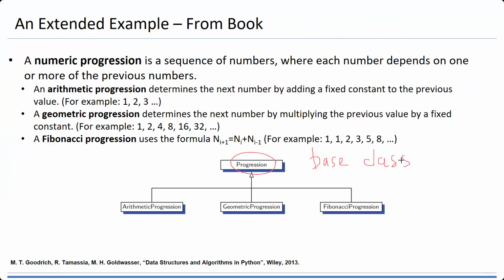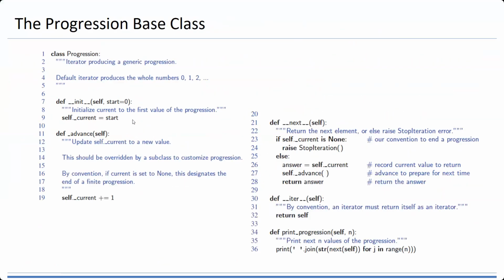In the progression, we can split into 3 subclasses. So this is the subclass, or we sometimes call it the child class. We can use the arithmetic progression, the geometric progression, and the Fibonacci progression. Let me show you the class. So this is the class progression.